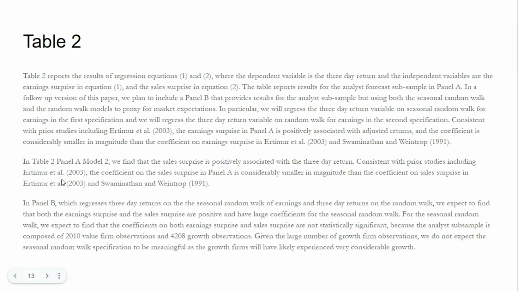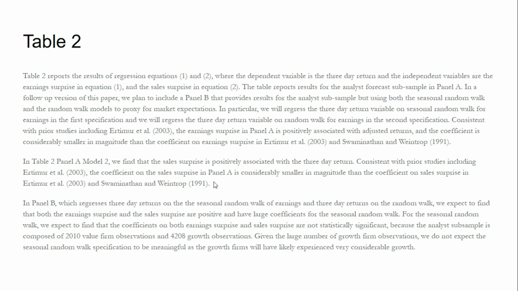And so one thing we would want to discuss is, well, why do we think it's smaller? First of all, Erdemer et al. uses a 1994 to 2001 sample, and we use a 2020 to 2022 sample. And so we're fundamentally looking at different market periods and different time periods. And so that could help explain why the coefficient on our sales surprise is smaller than the coefficient on Erdemer's.